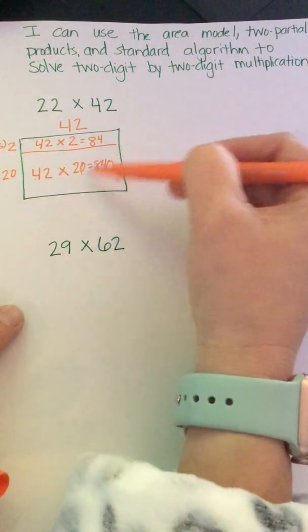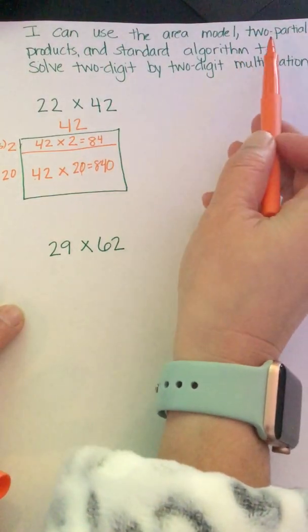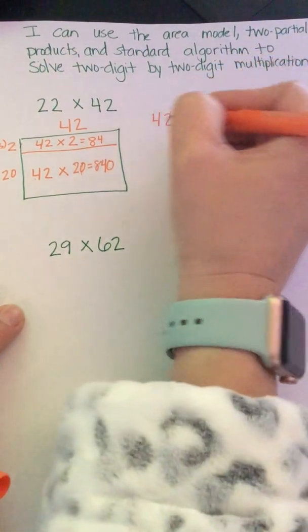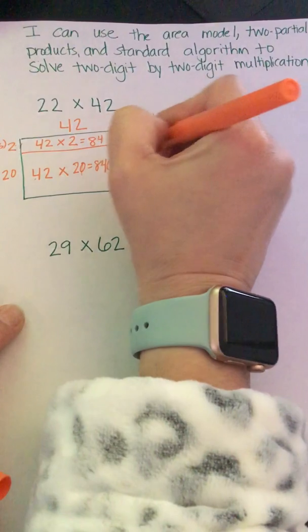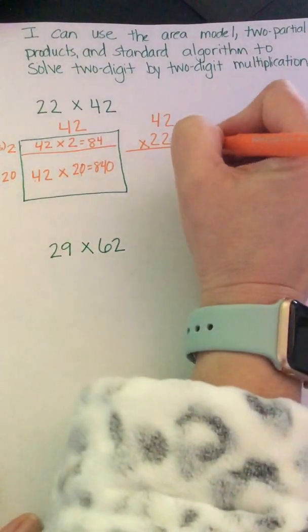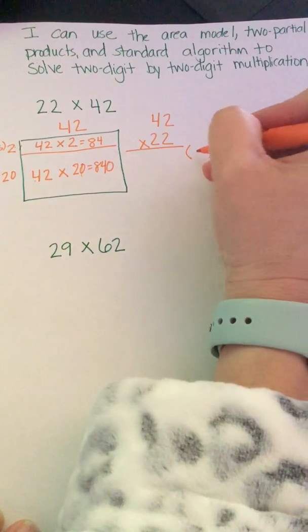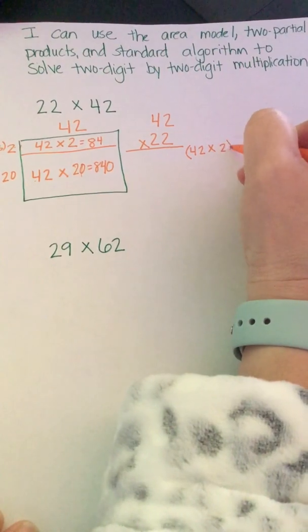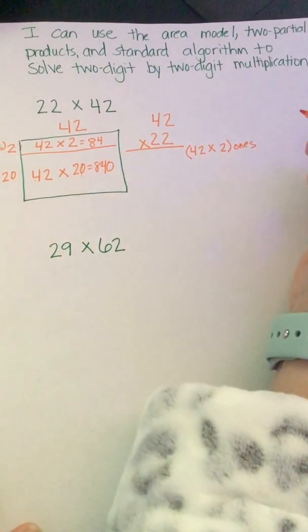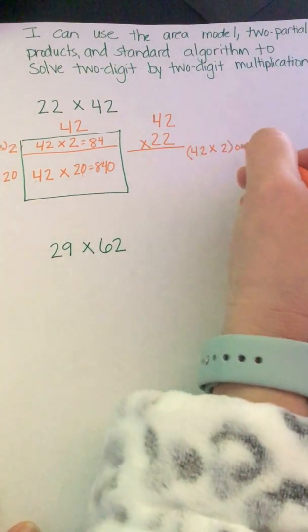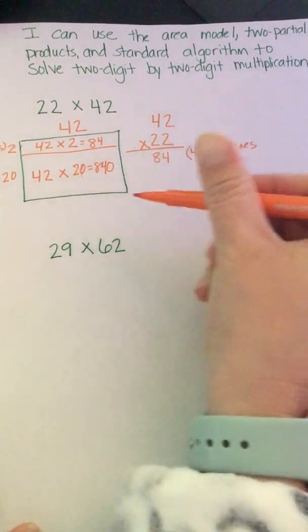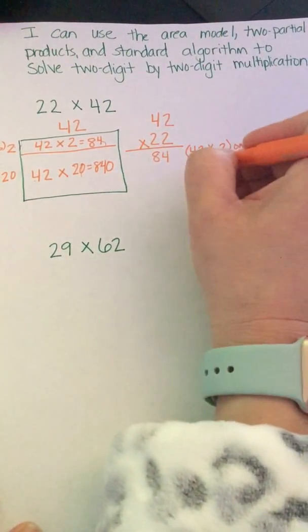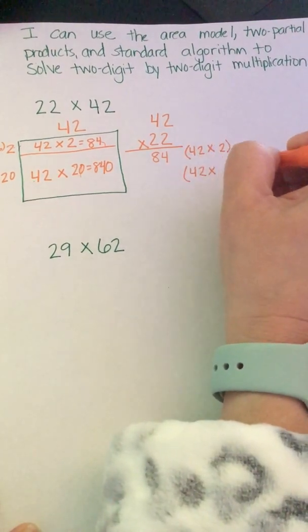So now that we have our area model filled in, we're going to come over here and do our 2 partial products. Because I used 42 first, I'm going to put it up top. 42 times 22, okay? I'm going to do my first partial product, and we did the ones first, so it's 42 times 2. Did my ones. 42 times 2 is what? You're right, we said 84, because remember, if it's already done in my area model, that makes it a little easier. The next step would be to take 42 times the tens.